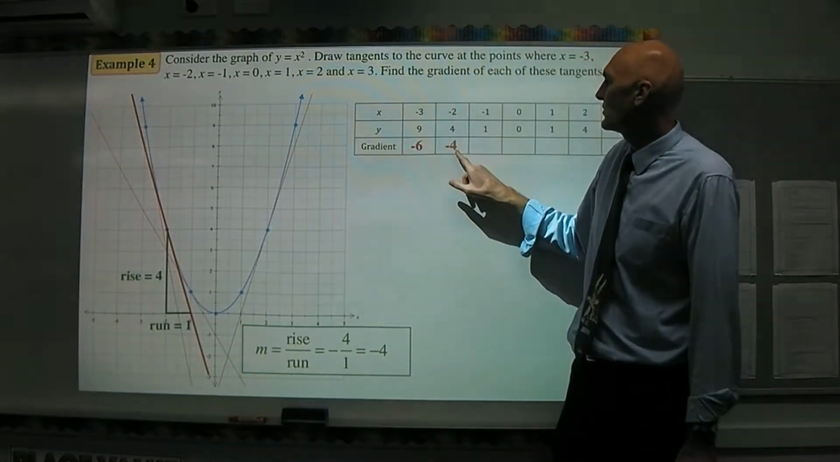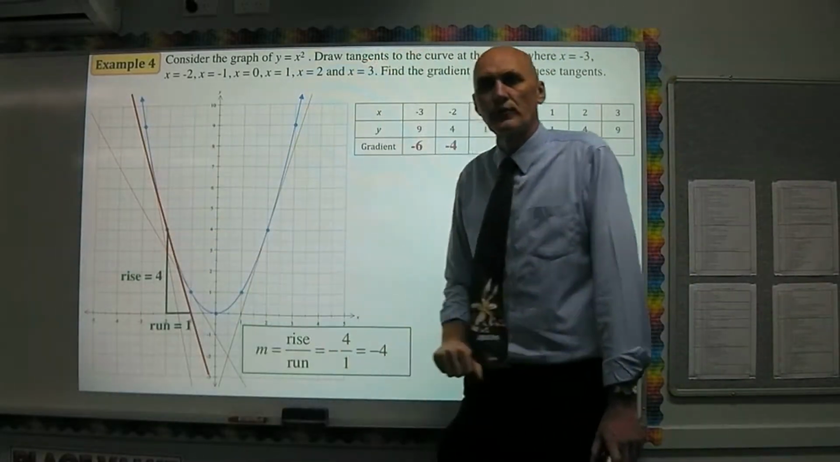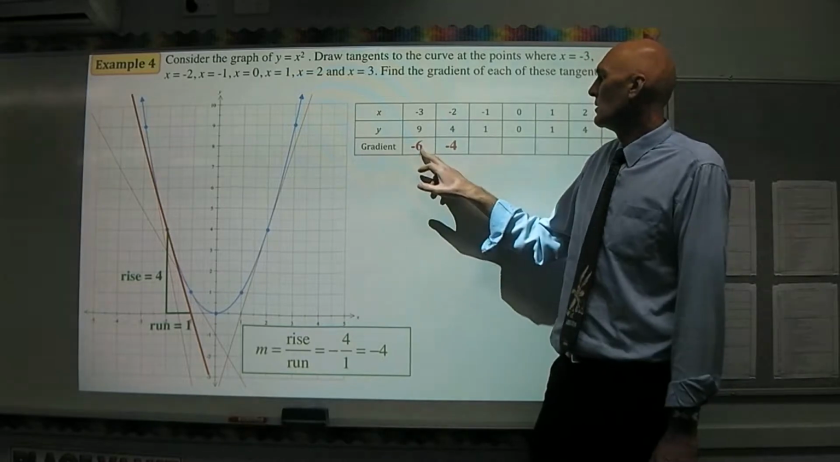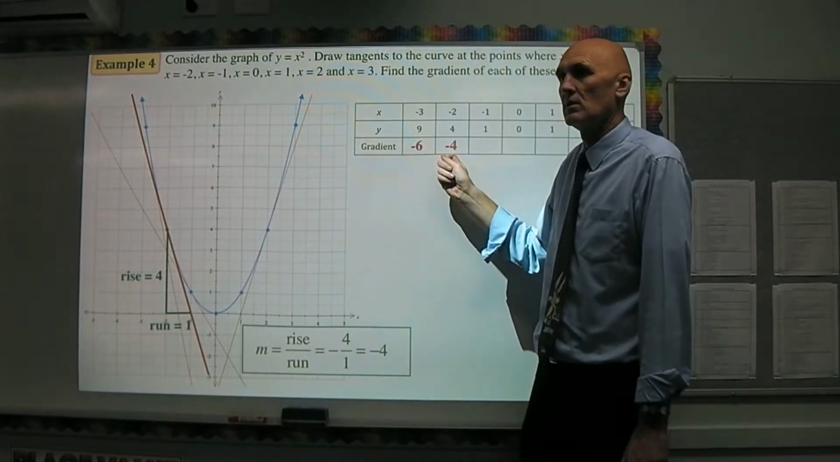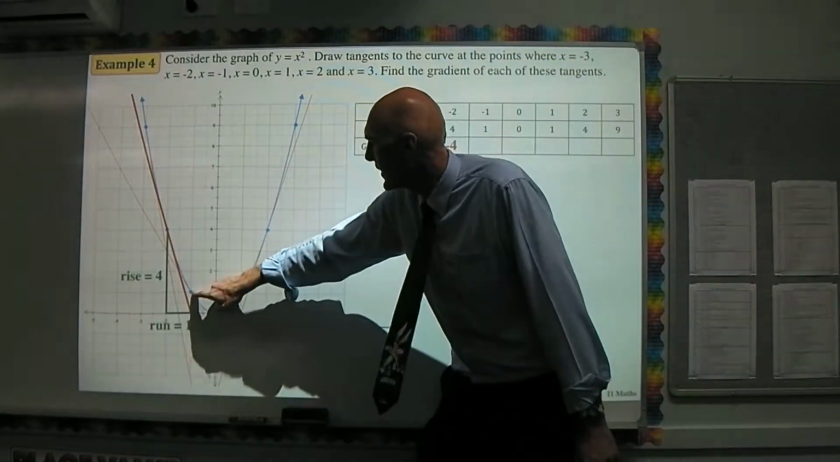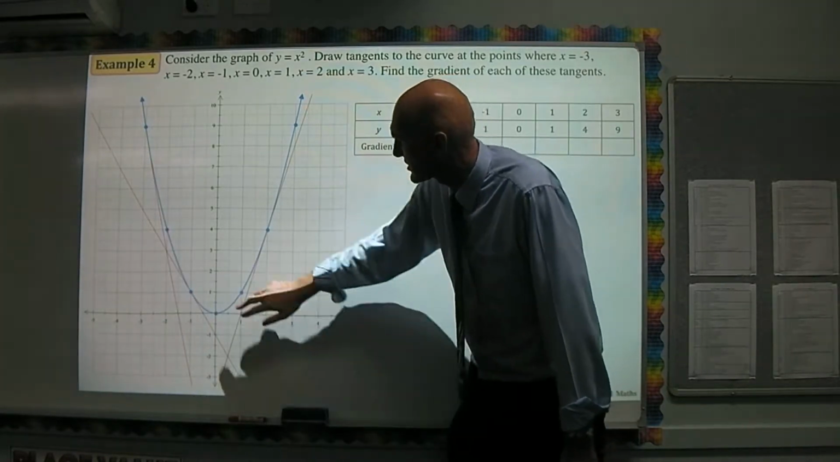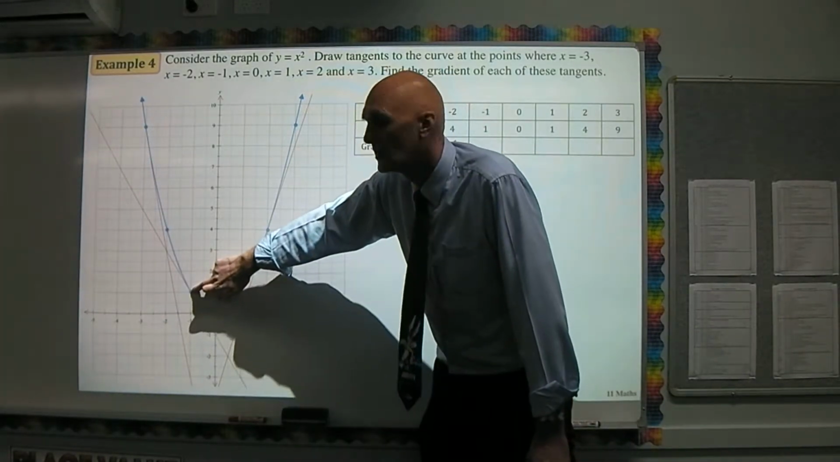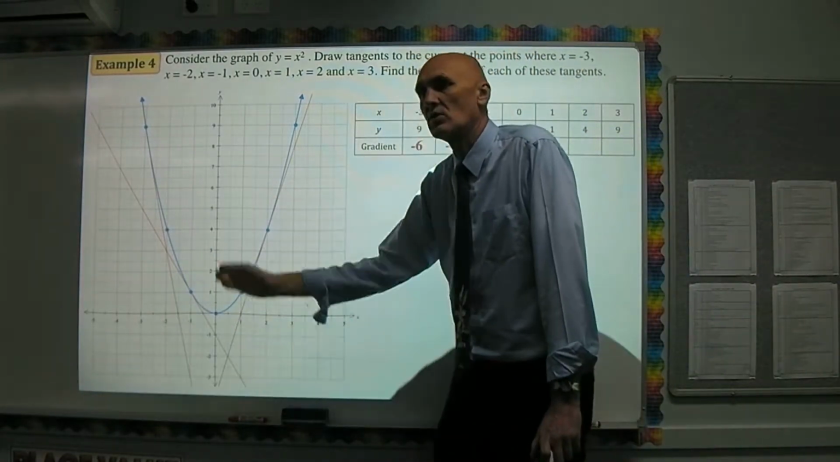It actually has a different steepness level. Which one's steeper, minus 6 or minus 4? Well, minus 6 is a much steeper downhill drop than a minus 4. What's going to happen when I get to minus 1, minus 1 comma 1, that point there? Does it look like it's steeper, or does it look like it's less steep at that point? Less steep. Now I haven't got any more tangents drawn in or rises over runs.